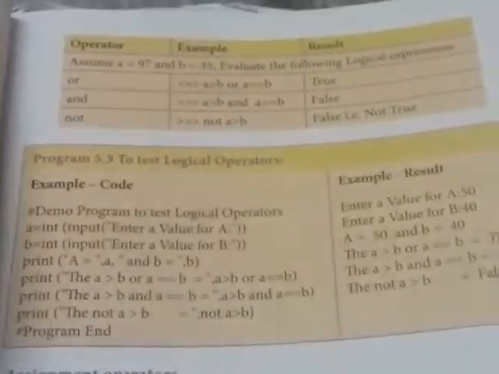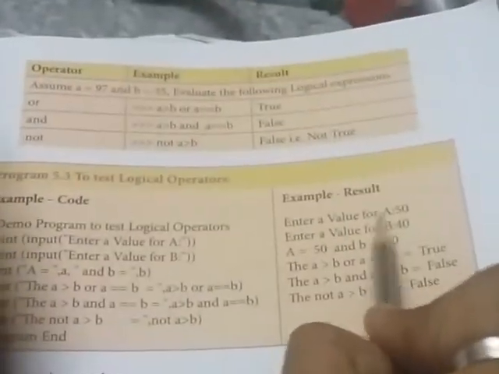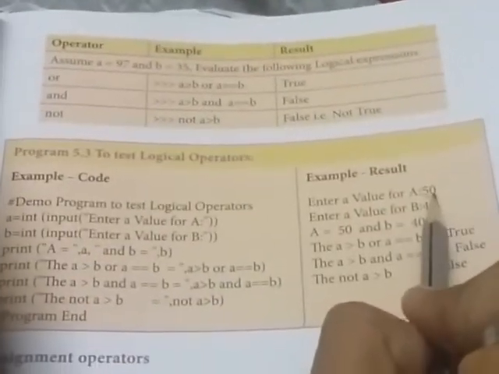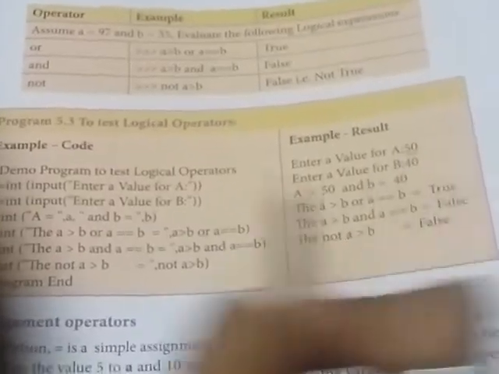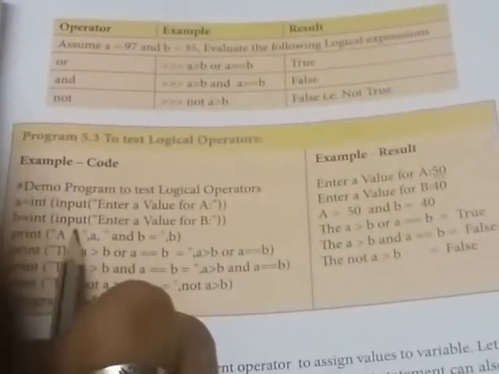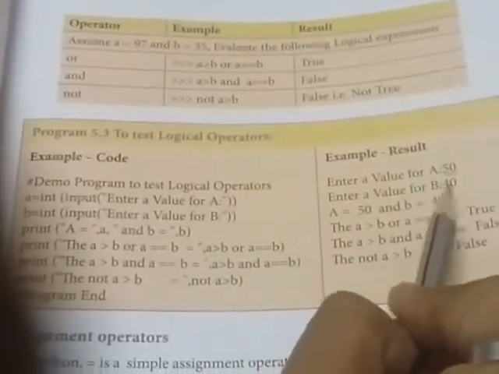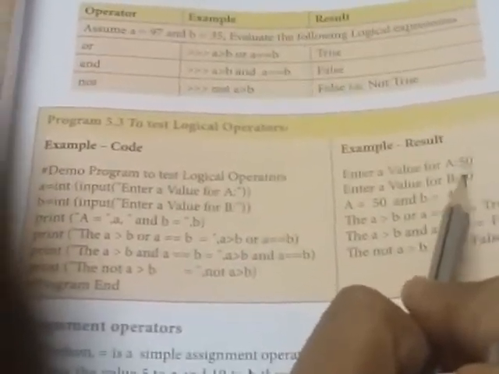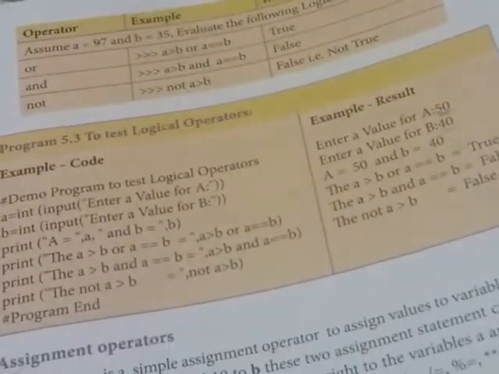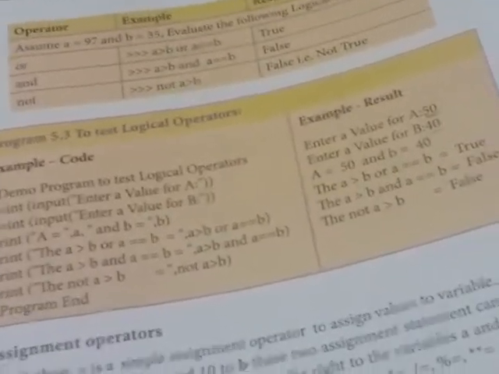The demo program is the same thing as we took from the relational operator. Enter the value for a is 50, this is given by the user. The next one is b equal to int input of enter a value for b. The user will give the value 40. Now we know the value of a is 50 and the value of b is 40.